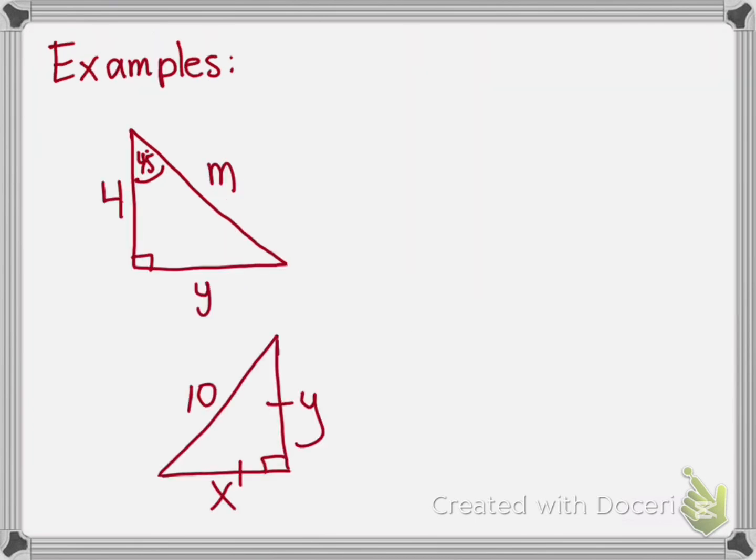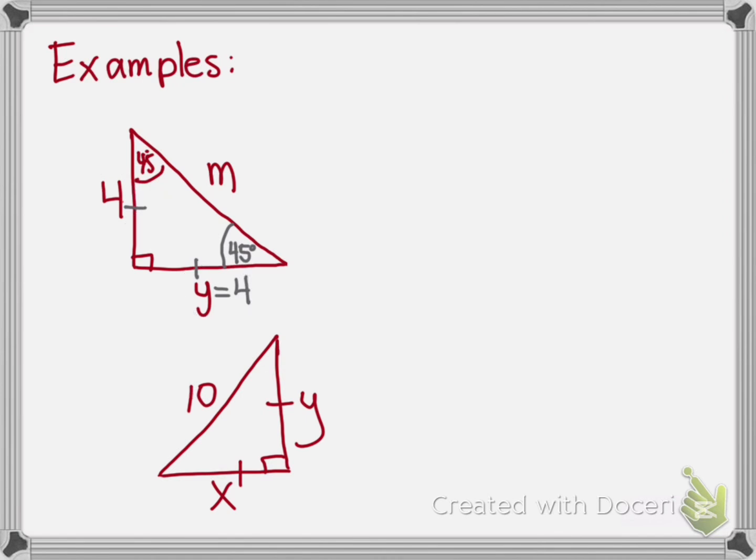In this first example, you can see that we have a right triangle that has one of the angles that is 45. So we can say that this is also 45 because if we subtract 90 minus 45, the other one is always 45. So that means that these two are the same, and I can just say here that y equals 4 because we know that they are equal. These and these are the same measurement.